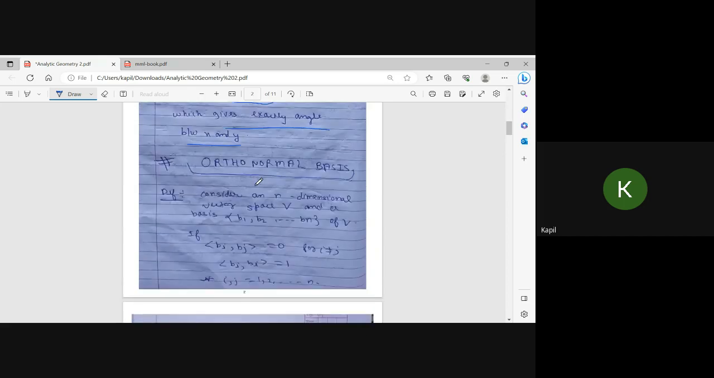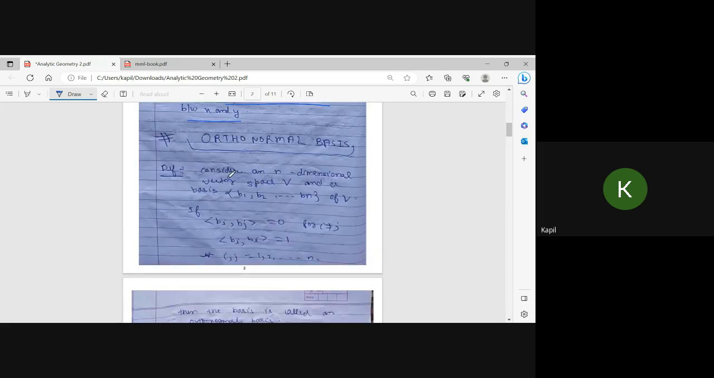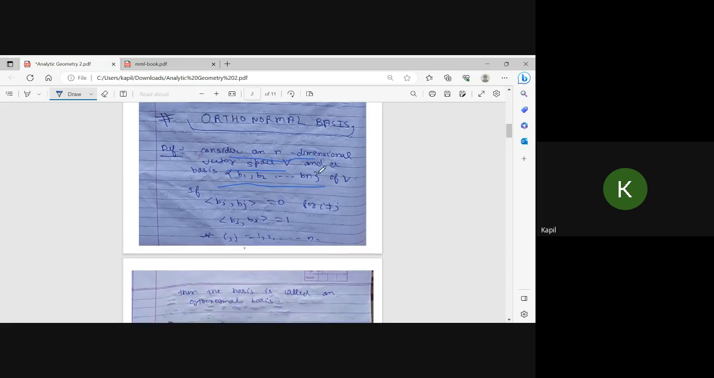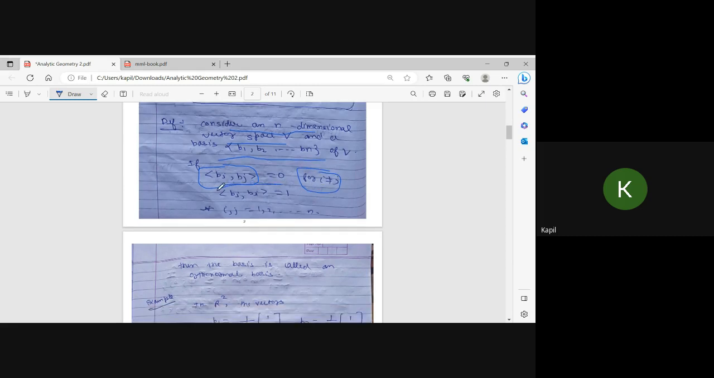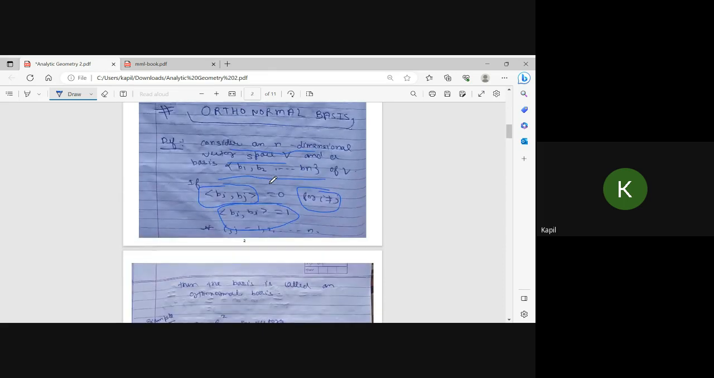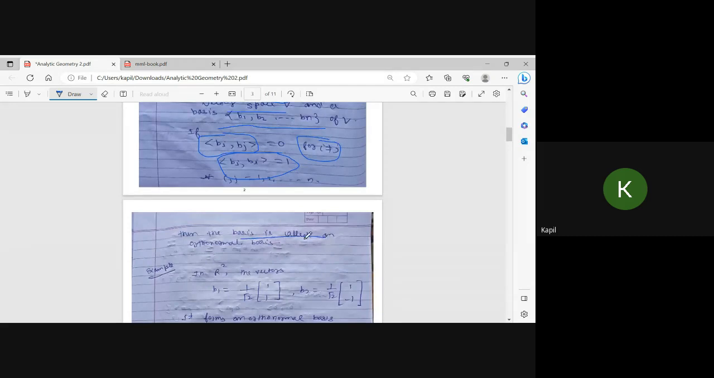Now, orthonormal basis. Let us consider an n-dimensional vector space V and a basis of V, that is B1 to Bn. It is an orthonormal basis if the inner product of Bi and Bj is 0 in case i is not equal to j, and when i is equal to j, their inner product is 1. If these two conditions are satisfied simultaneously, then we can say that our basis is an orthonormal basis.